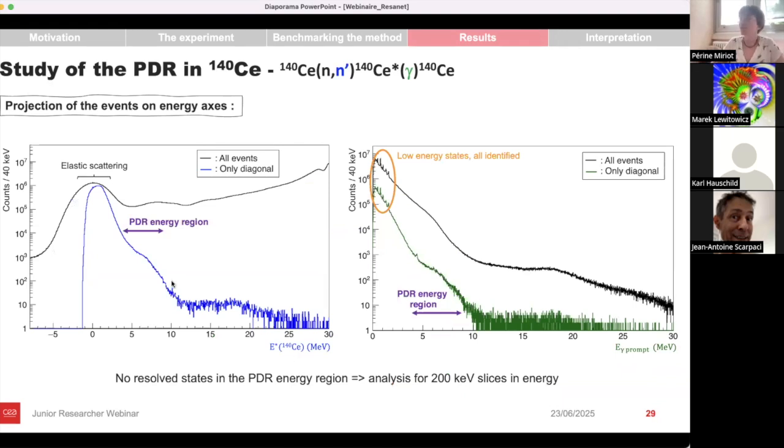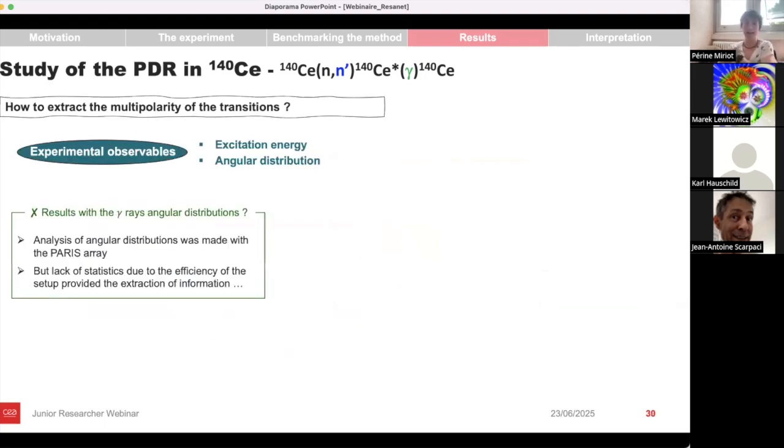So now we want, in the PDR energy region, to select and extract the dipole contribution. But as you can see on those two spectra, we do not have the resolution to see single states. So instead, the analysis was performed for different slices in energy, and I used 200 keV slices in energy for the analysis. And the way to extract the dipole contribution, and in general to determine the multipolarity of the different excited states, is to use angular distributions, which are our experimental observable together with, of course, the excitation energy.